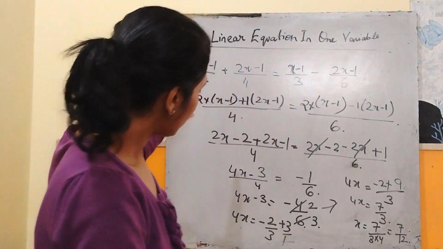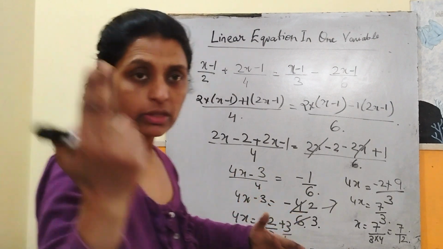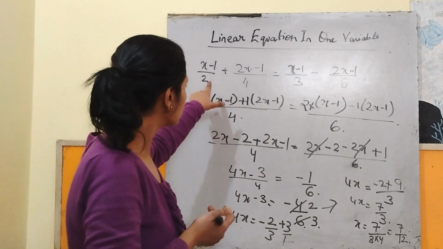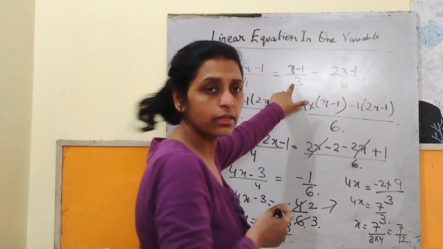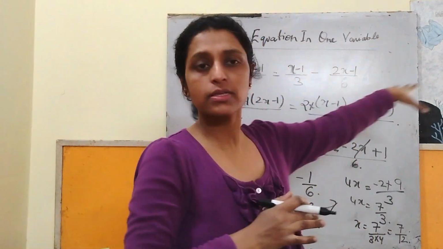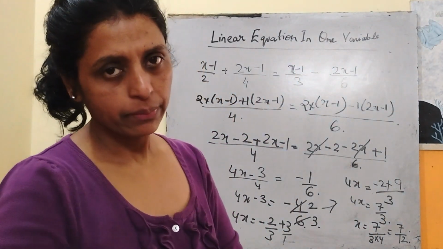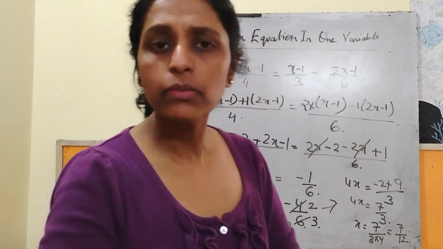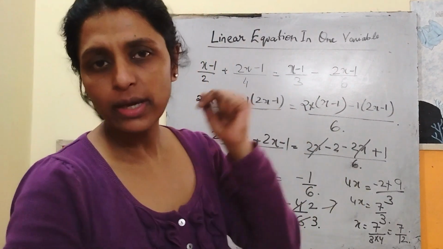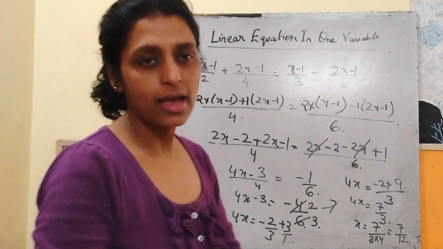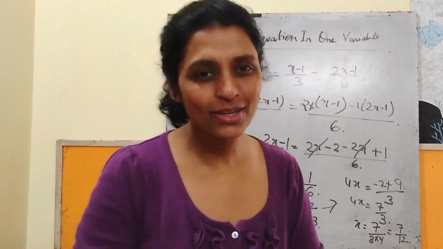So I hope you understood. I will tell you how you can do this in another way. There is one more method also. Here the denominators are 2 and 4 and here 3 and 6. So what you can do is take the LCM of all the denominators 2, 4, 3, 6 together and solve this equation. In that way also you can get the answer. Hope you understood this.